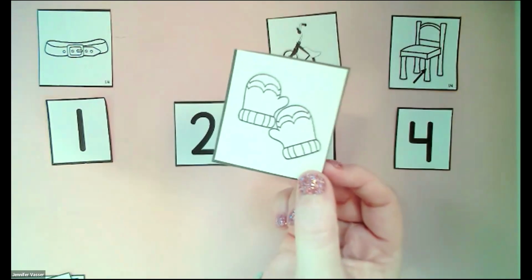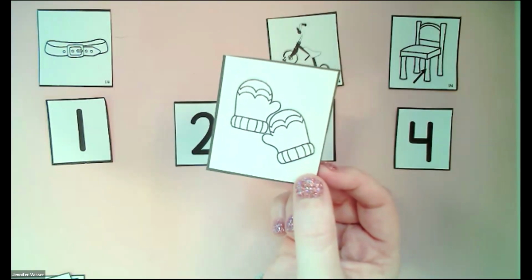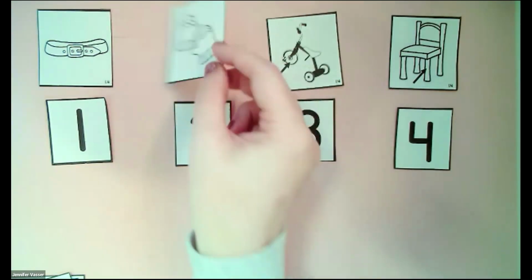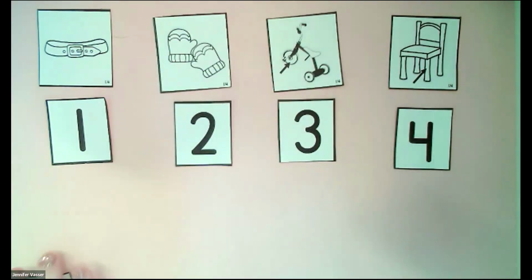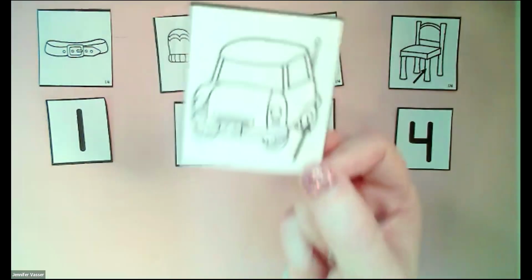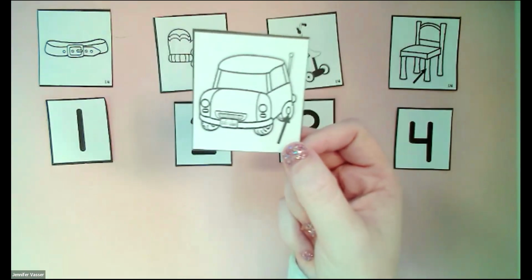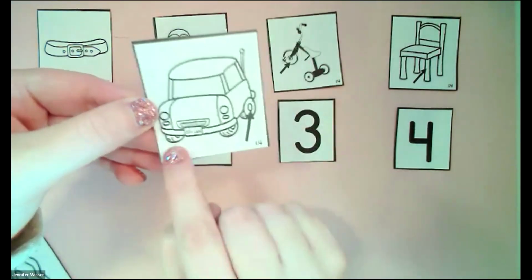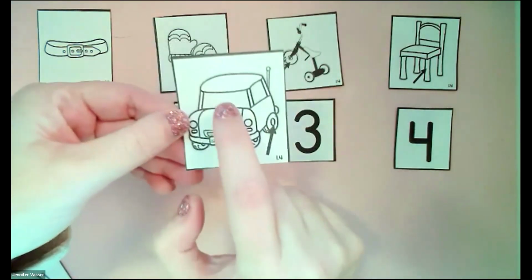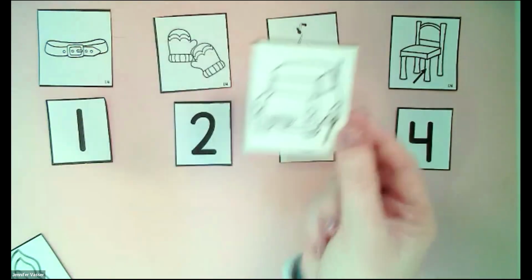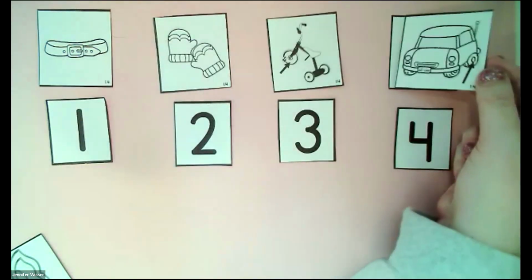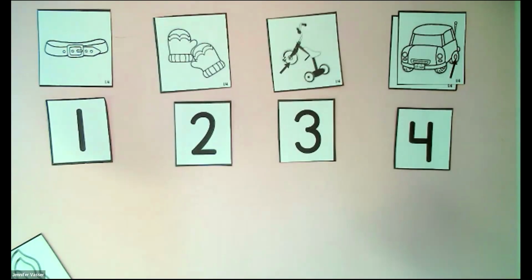How many mittens do you see in this pair? I see 2 mittens. A pair is a set of 2. How many wheels do you see on this car? 1, 2, 3, but we know there's a 4th wheel back there you just can't see in the picture. A car has 4 wheels.